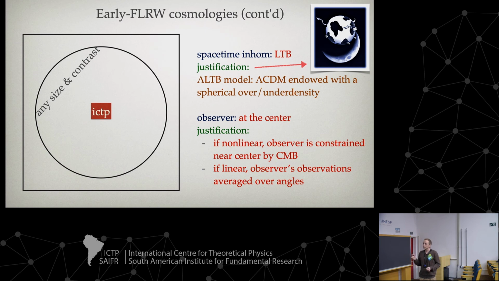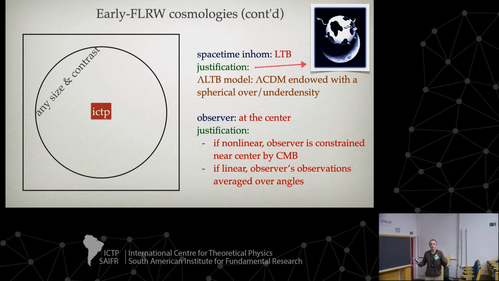Okay? Second approximation, and this is worse. Where is the observer? At the center. Okay? So these are two separate things: how you model space-time, and where you place the observer. So at the center, justification. Well, if this structure is nonlinear, it's a good approximation. Because a posteriori, we know that the CMB constrains the observer to be at the dead center of the structure. Otherwise, there would be a huge dipole in the CMB, and this cannot be, right? So if nonlinear, this is good. If, however, the structure turns out to be linear, then the approximation is not so good.